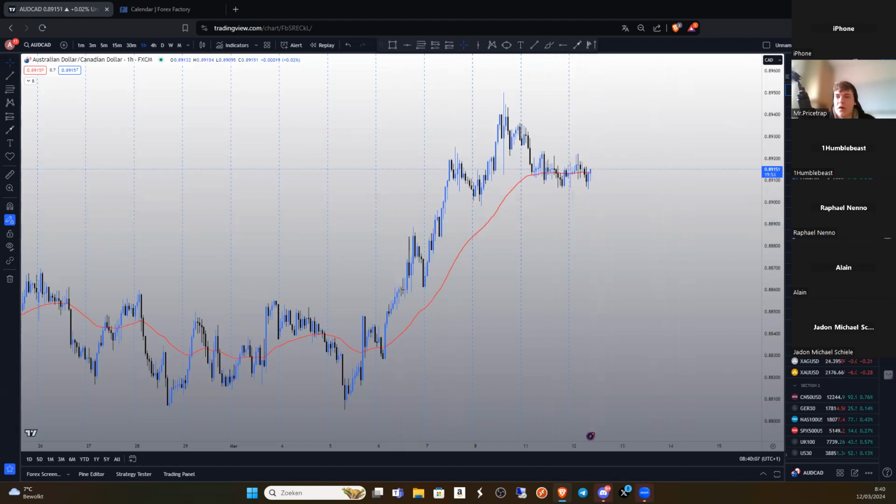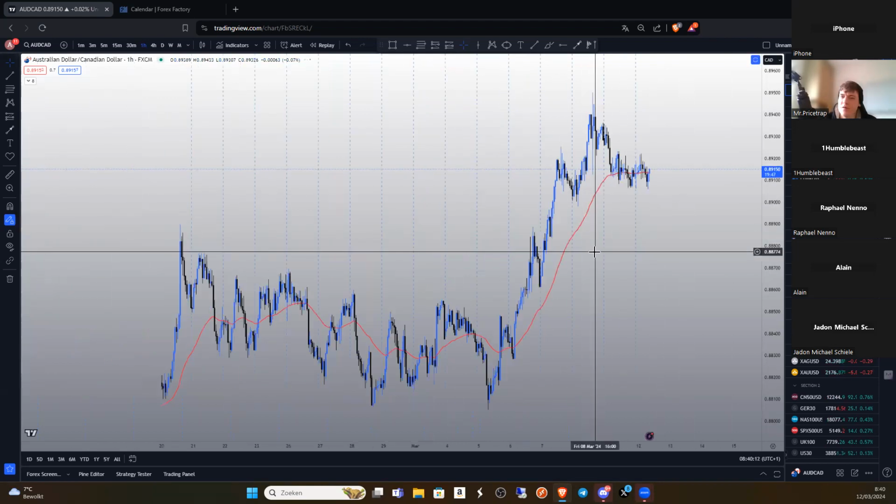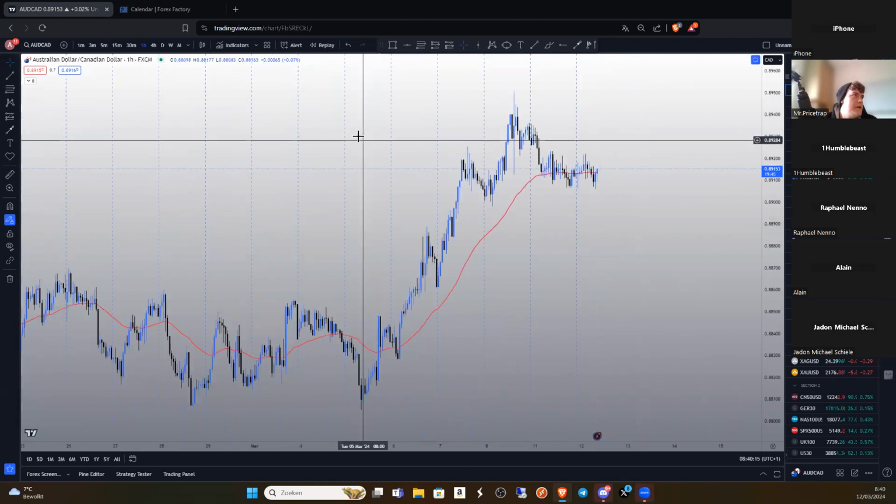What about fib levels? Let me know what you want to know. The entry strategy, is that what you're talking about?